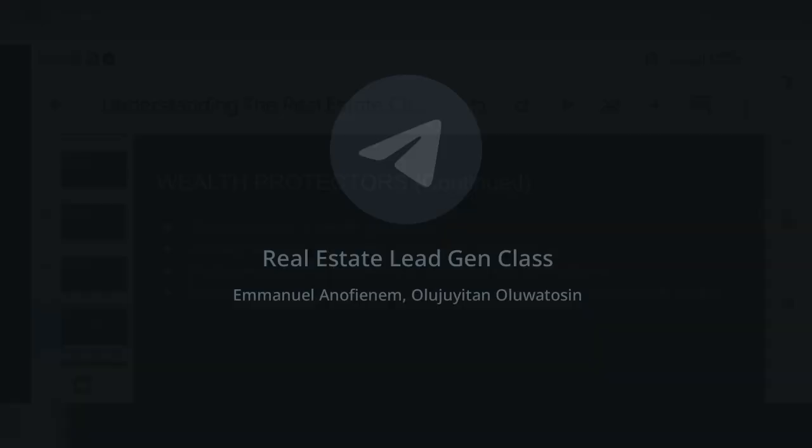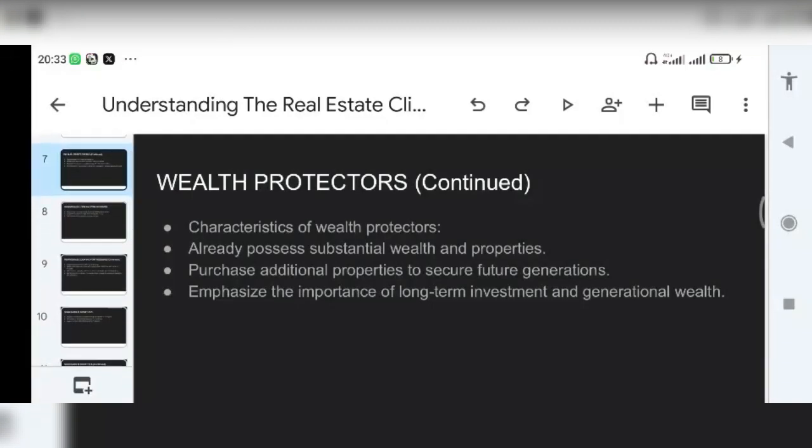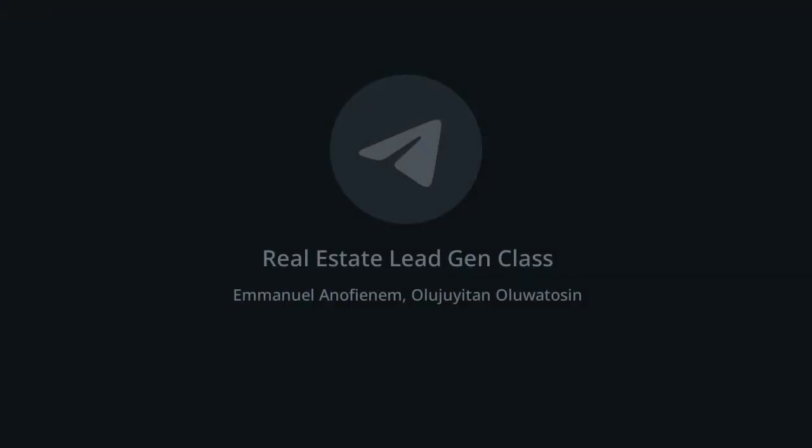They want to purchase additional properties to secure their future generations. So your job is to emphasize the importance of investment and generational wealth. So if you know that the particular property you want to promote appeals more to people that want to invest long term, those are the people that you target your marketing to, right? So you must always know who is the best audience for this particular offer, right?